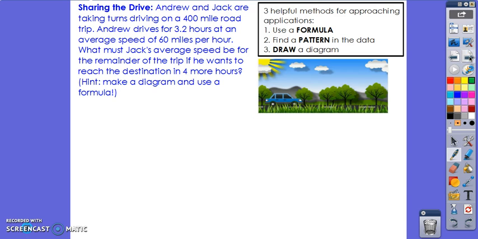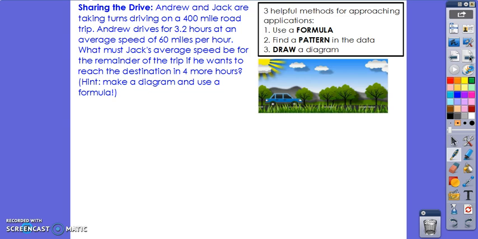Sharing the drive. Andrew and Jack are taking turns driving on a 400-mile road trip. Andrew drives for 3.2 hours at an average speed of 60 miles per hour. What must Jack's average speed be for the remainder of the trip if he wants to reach the destination in 4 more hours? Make a diagram and use a formula.